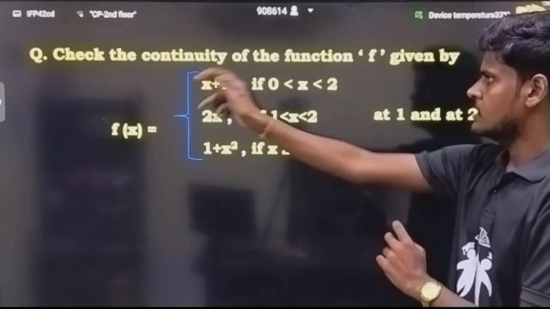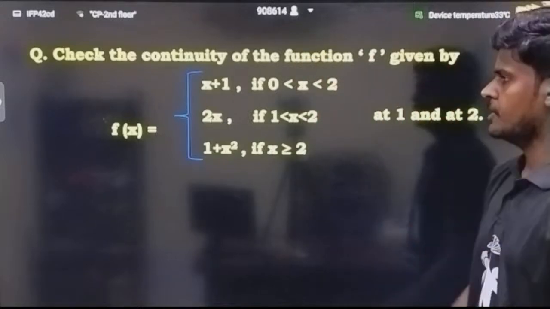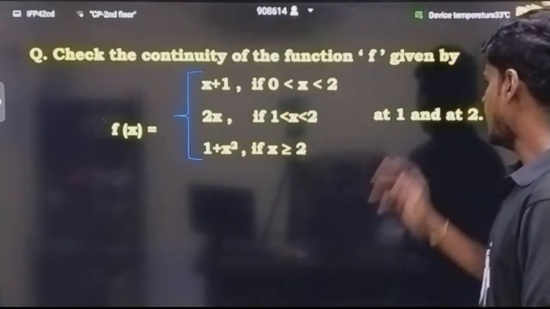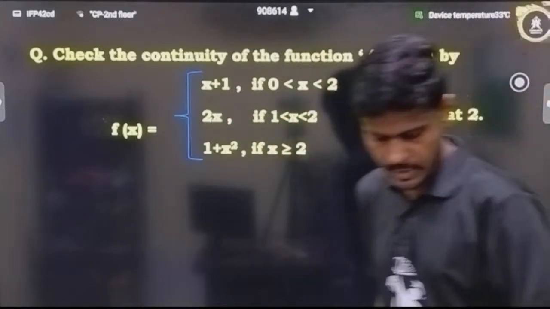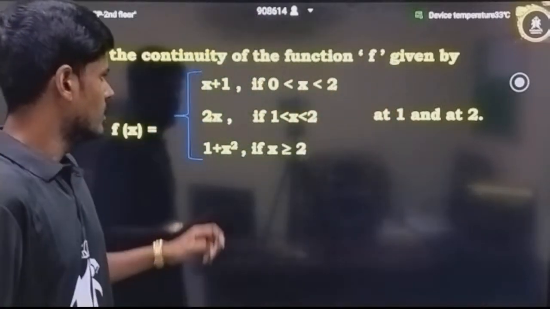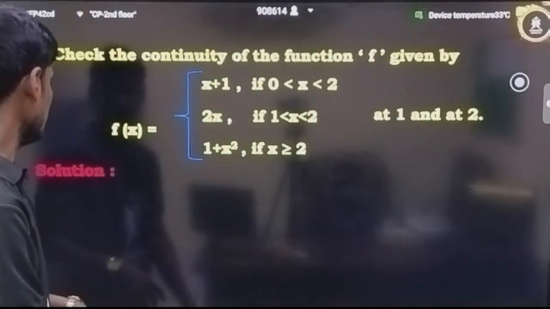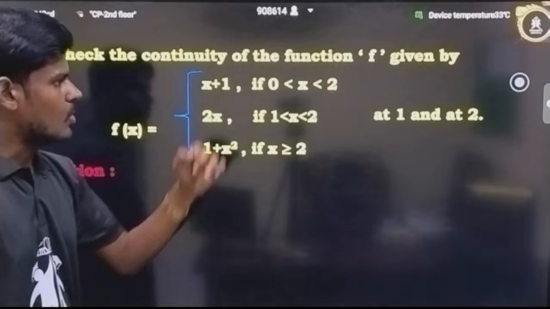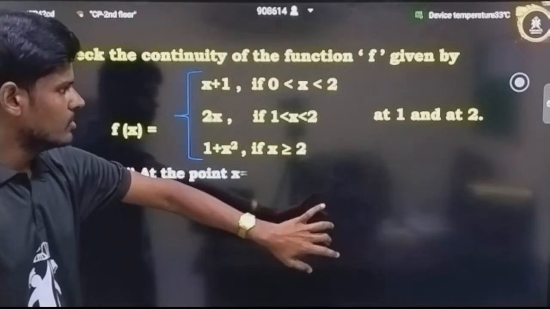Next, last question. Check the continuity of the function f given by this, at x equal to 1 and at x equal to 2.